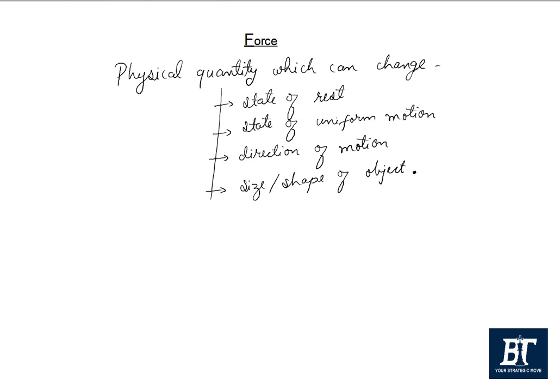So force is a physical quantity which can change state of rest, state of uniform motion, direction of motion, and size or shape of the object. It is a vector quantity, and SI unit of force is kg meter per second square or Newton.